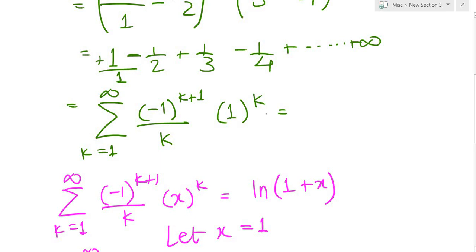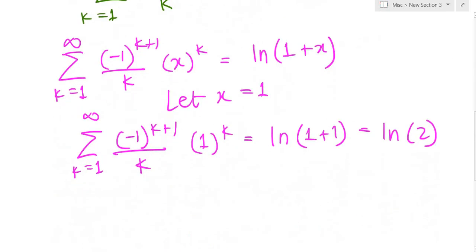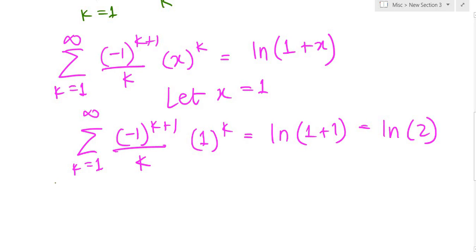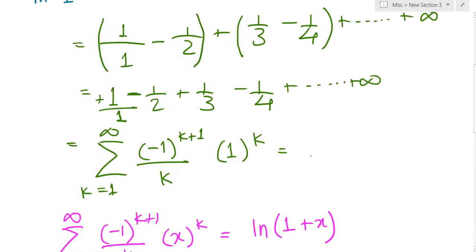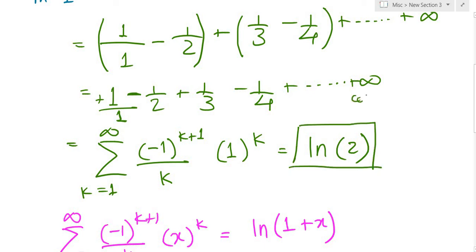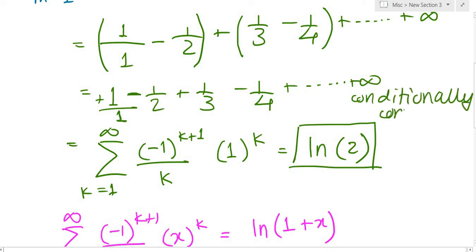So to reiterate, this thing is exactly the same as this thing now, isn't it? So we obtain the natural log of 2 for this alternating harmonic series, and it's a pretty standard result. Although this series is conditionally convergent, it serves our purpose for this problem.